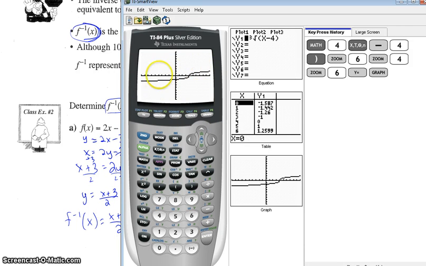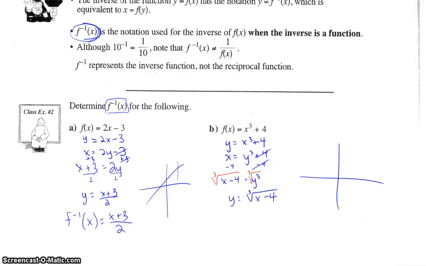And if you look, a vertical line would only ever pass through that graph once. So therefore, we can say that this is a function, and that means that we can use the function notation for the inverse. And there we go. There's our final answer.